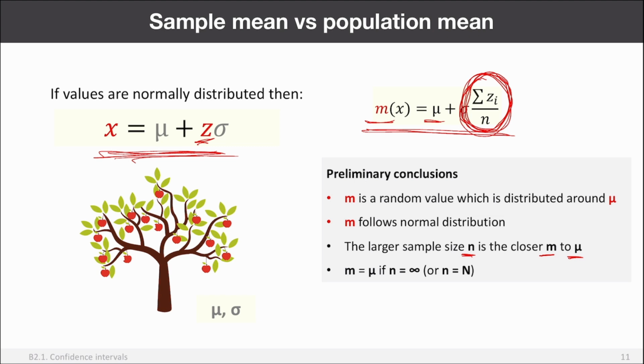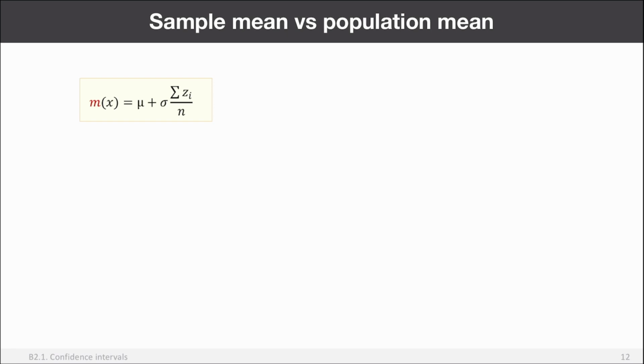And we know that m is equal to mu only if your sample size is infinite, or at least if your sample size is equal to the population size. So if you compute this for the whole population. So these are preliminary conclusions. Now let's investigate this part.